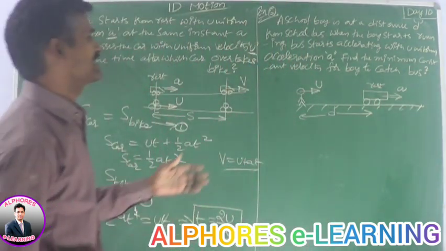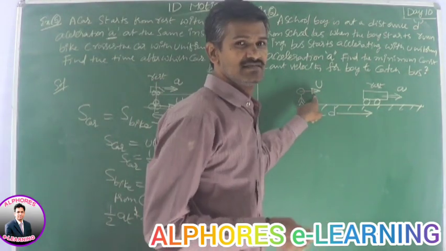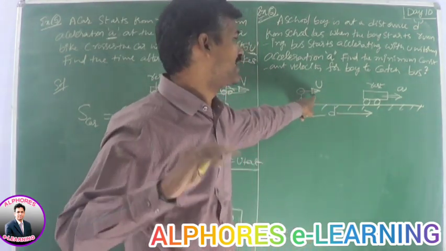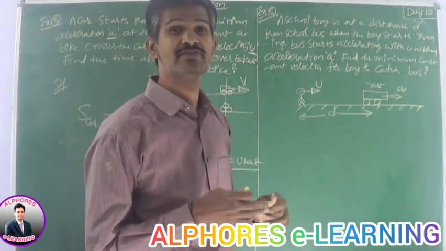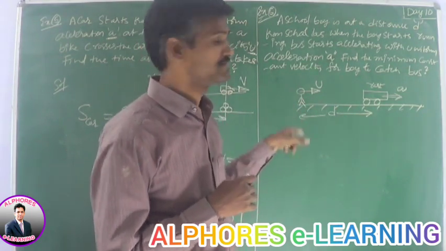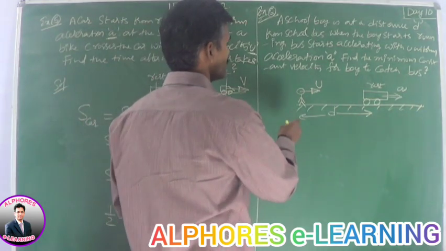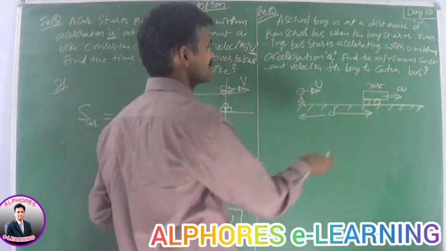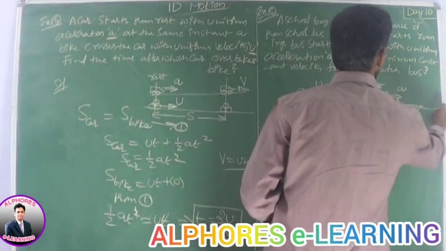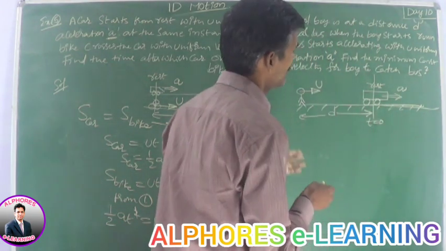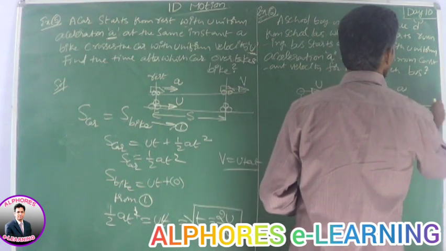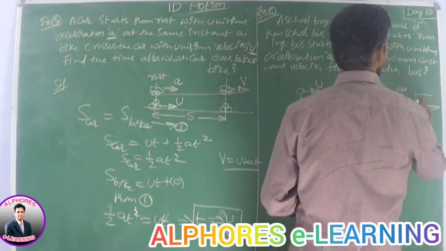So he started running with a minimum velocity. If they ask for maximum velocity, you can write infinite, any value. That's why they are asking for a minimum velocity. So here, suppose this is t equal to 0 for the bus. After some time t, the bus reaches here.